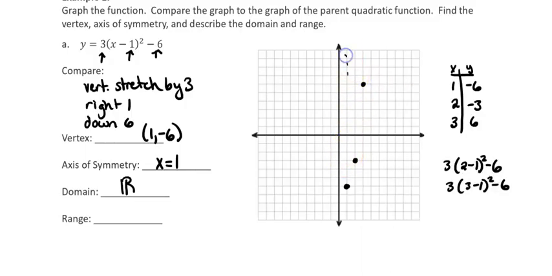So then if you have your axis of symmetry right here, once you have the right side, you just reflect over to find the left side. And you can now see that our range, since it opens up, which we knew because the a value is positive, is y is greater than or equal to, and the number there is negative 6. That's always the y value of the vertex.